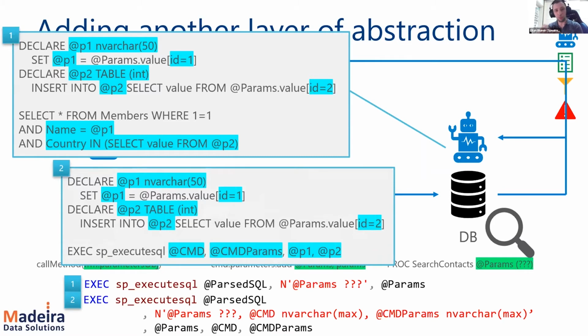And another command is the query inside the CMD, right? And then its execution will look like the one below, where we have to pass over not just the parsed SQL and the params, we also need to pass over the command itself and the CMD params. Okay, so that's the declaration of the parameters as part of the execute SQL procedure itself.